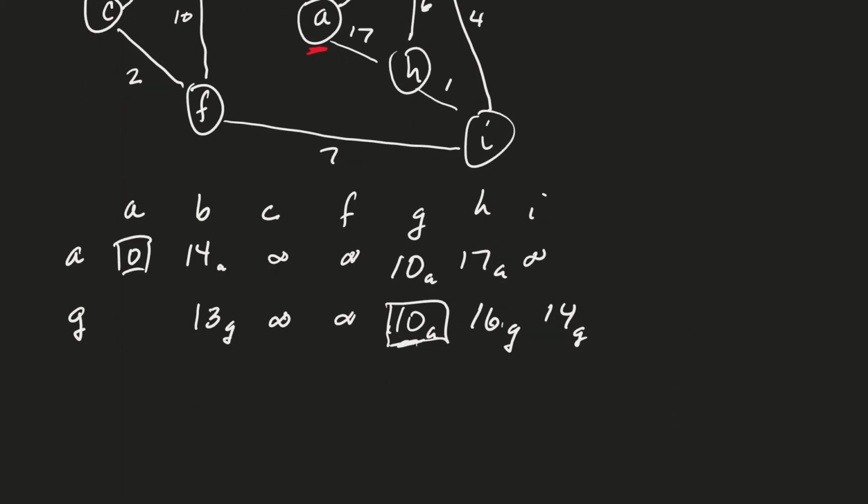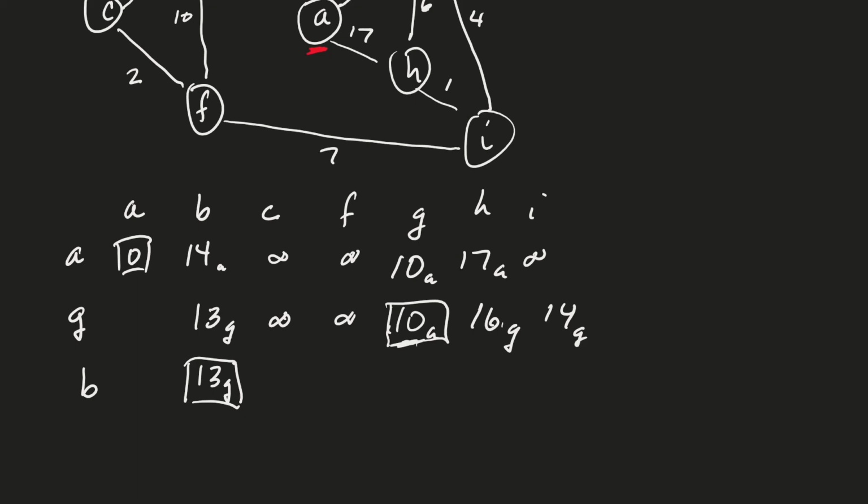Now we go to the smallest weight. Our smallest number is 13, so we bring that down, and that's going to be node B. Now we're finished with node G. A and G are done.